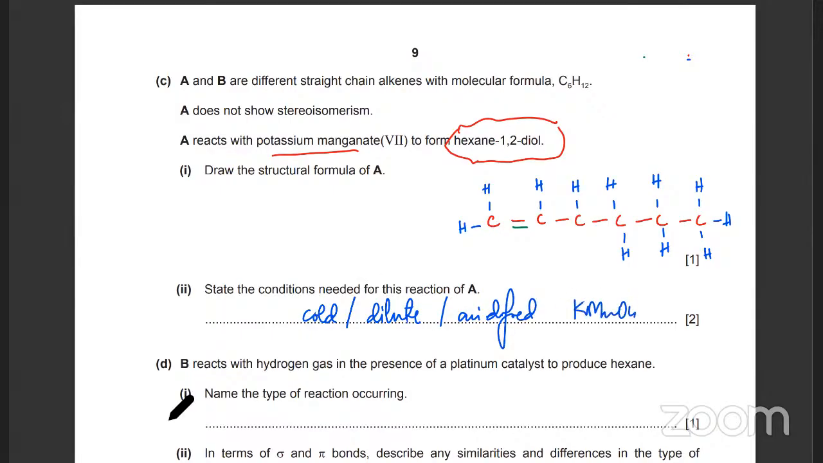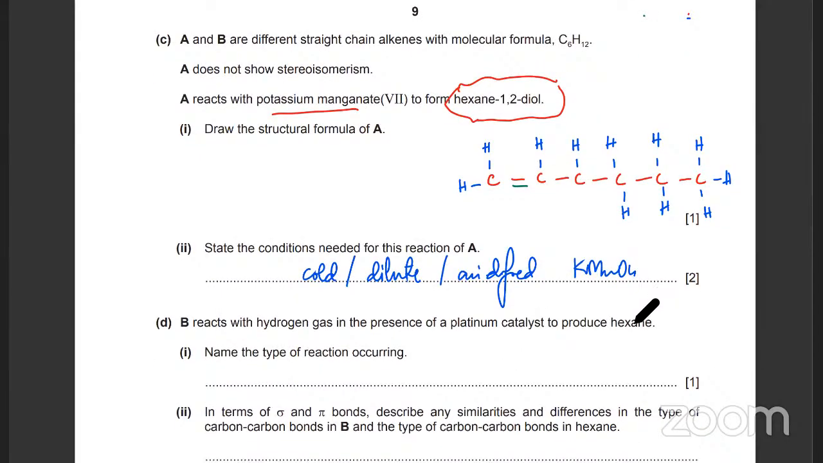Now the next one: B reacts with hydrogen gas in the presence of platinum catalyst to produce hexane. Name the type of reaction. What type of reaction is this? Like an oxidation? You've got an alkene. Addition. Remember, alkenes have an addition reaction.